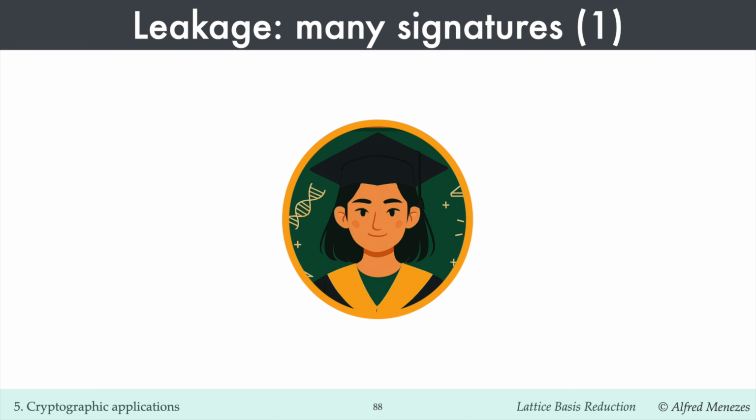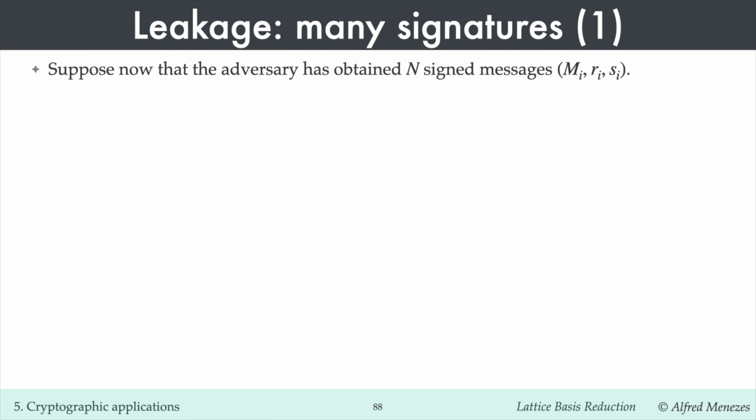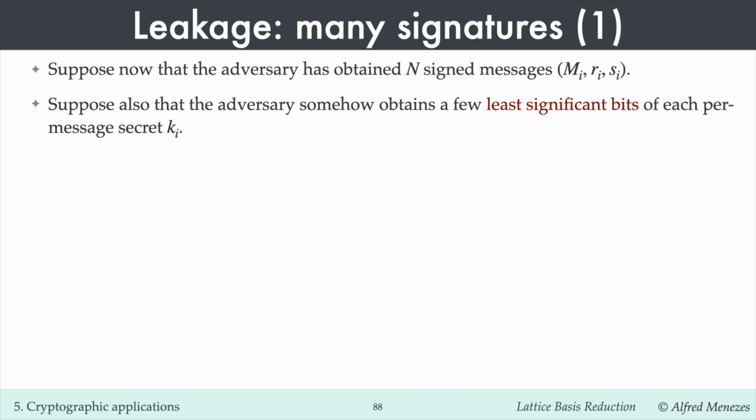Let's now turn to a more realistic scenario, in which only a few bits of each per message secret are leaked. For concreteness, we'll consider the case where those leaked bits are least significant bits. However, the attack can be adapted just as easily if the leaked information were most significant bits, or even some middle portion. Okay, suppose the adversary has obtained n signed messages Mi, ri, si. Suppose also that the adversary has obtained a few least significant bits of each per message secret ki used to sign Mi.